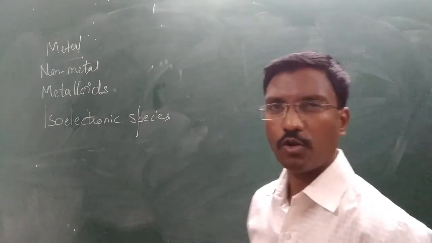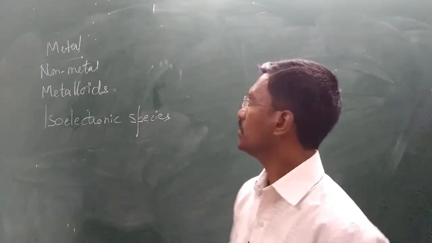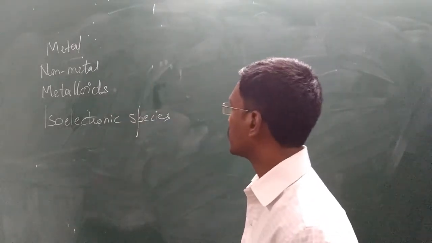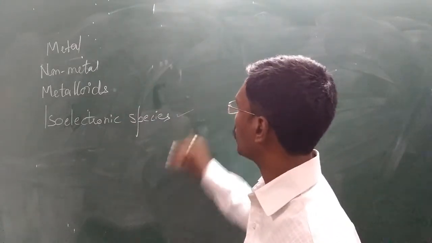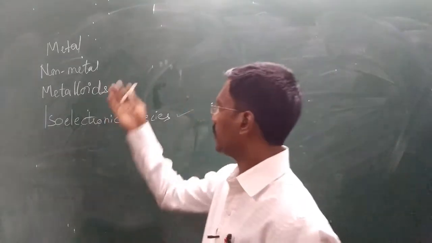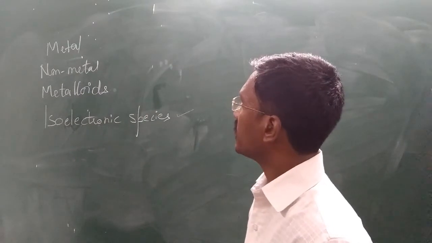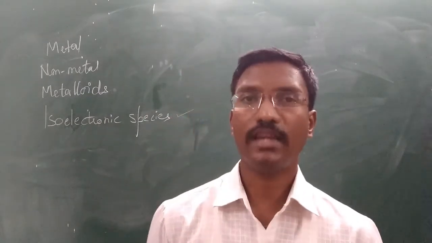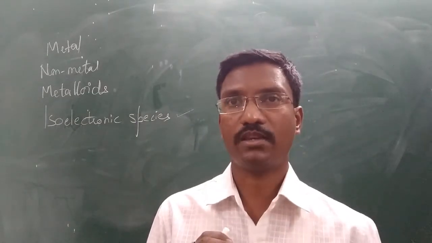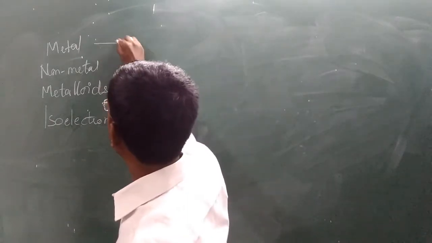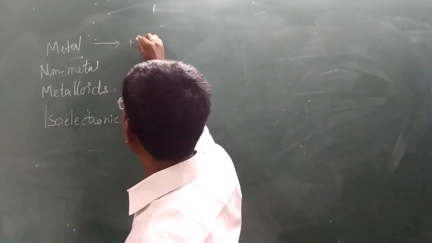Most of you are already familiar with these concepts: metal, non-metal, metalloids, and isoelectronic species. I think only the fourth one is new for you, and the remaining are very easy. Metals are the elements which lose electrons. This is according to chemistry. Metals should lose electrons, meaning they carry positive ions.